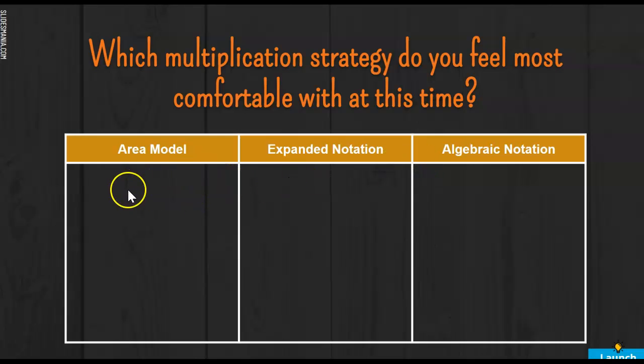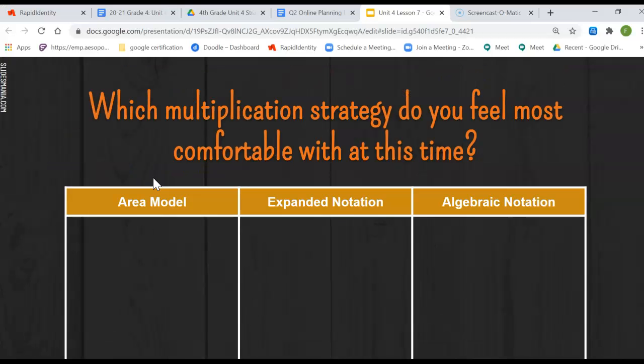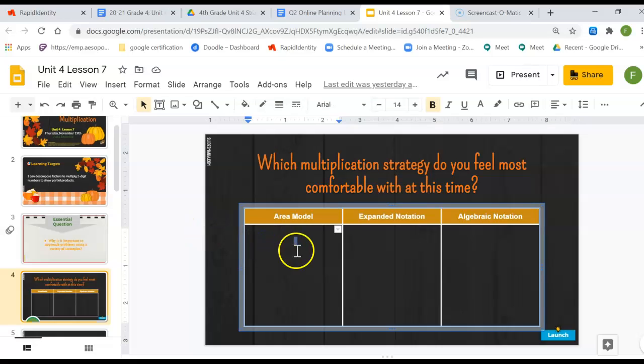most comfortable with. If it's area model, put your name right here. Just click inside of it, and you'll be able to put your name in there, okay? So just double click, and then you can write your name, area model, expanded notation, or the algebraic notation.